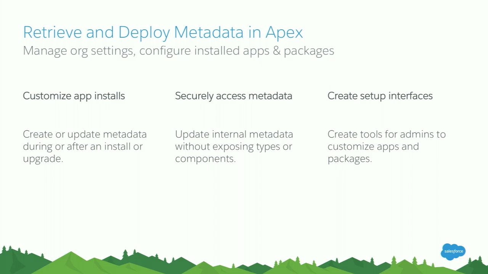So what can you do? You can retrieve and deploy metadata in Apex, which allows you to do things like manage org settings, configure installed apps and that kind of stuff in your packages. We've identified there's lots of use cases here, but 3 main ones that make sense to talk about: first, custom app installs, creating or updating metadata during or after an install, and we'll show you a little bit about that. Another really interesting thing is the ability to use this to have secure access to your metadata. A lot of folks have expressed an interest in being able to update internal metadata types without having to expose them to the end user, to the admin.